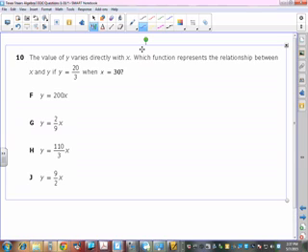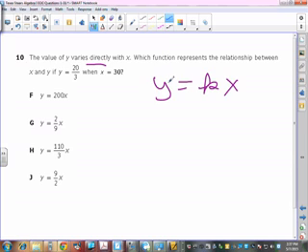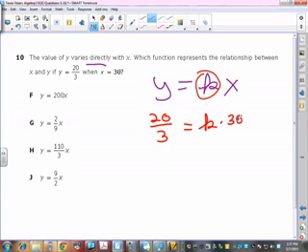Okay. We have to remember varies directly. Remember, varies directly means y equal to kx. Okay, and they want to know which function represents this relationship. Well, we're going to have to find the value of k. So it says y is equal to 20 over 3 when x is 30. And we're trying to solve this for k.